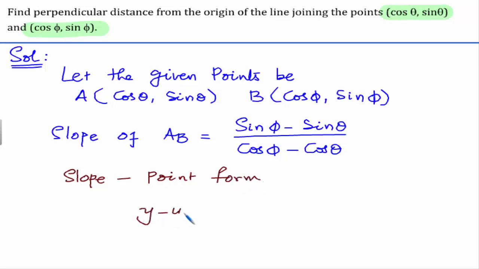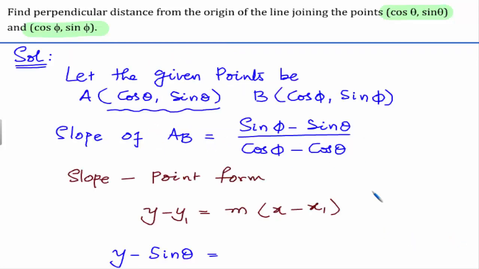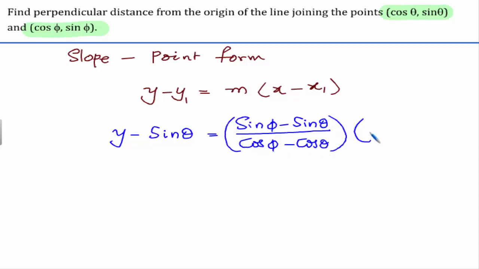Which is y minus y1 is equal to m into x minus x1. Now here we are considering this point, so it will be y minus sin theta, which is equal to the slope m, this is sine phi minus sine theta by cos phi minus cos theta, into x minus cos theta.